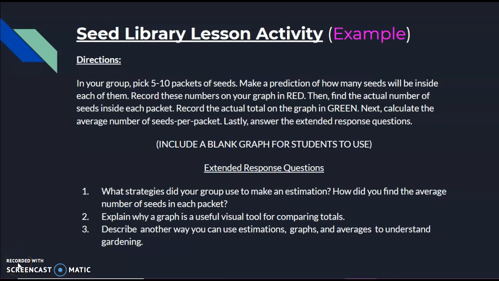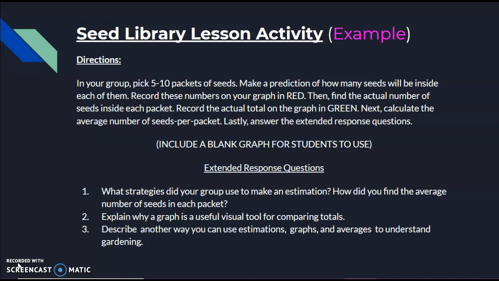So here are some examples of the material that I would provide students with if I was going to teach this lesson and activity. Directions. In your group, pick 5 to 10 packets of seeds. Make a prediction of how many seeds will be inside each of them.